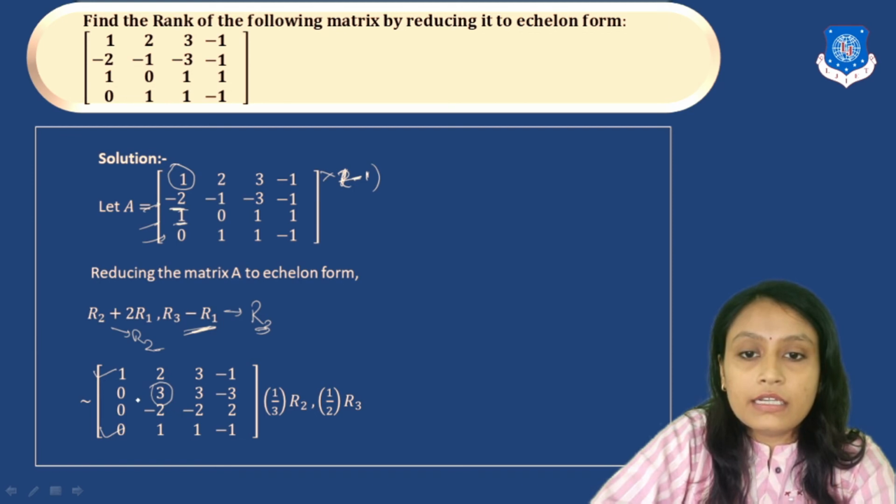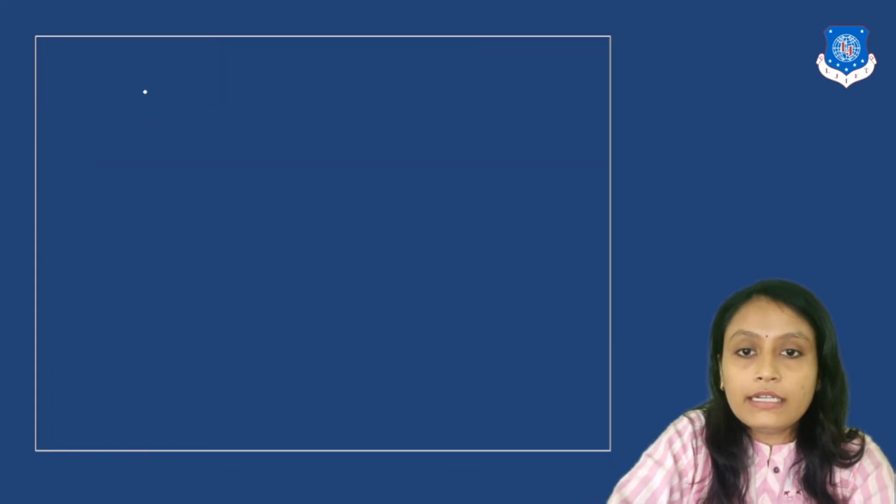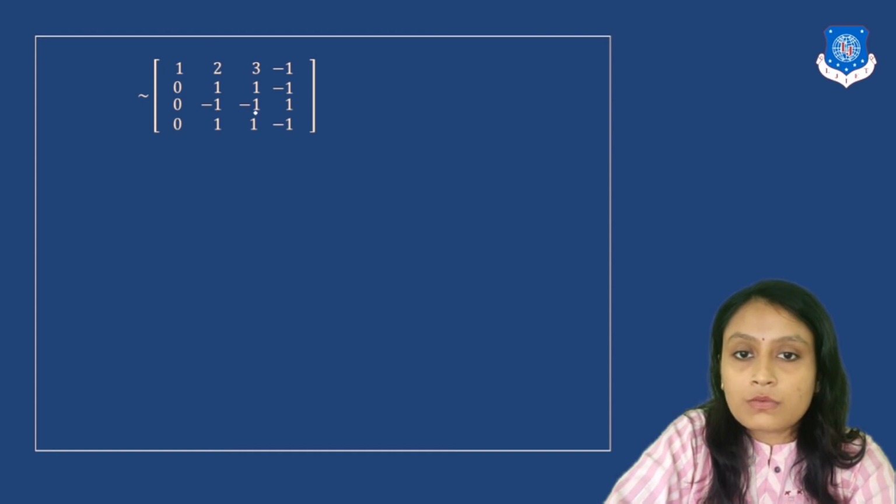You can bring 1 over here also, or you can divide it by 3 also. So firstly here we will divide it by 3, and also we will divide by 2 in the third row. So you will get 1 upon 3 into R2 and 1 upon 2 R3. Okay, so just divide by 3 in the second row and by 2 in the third row. So you will get 1, 2, 3, minus 1, 0, 1, 1, minus 1, 0, minus 1, minus 1, 1, and 0, 1, 1, minus 1. First and fourth row as it is, made changes in second and third row.